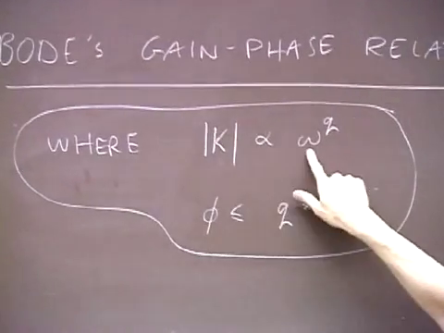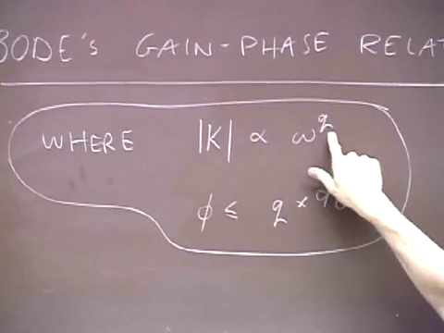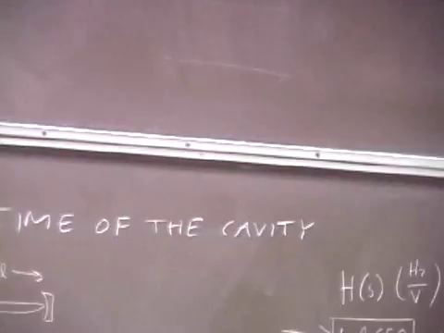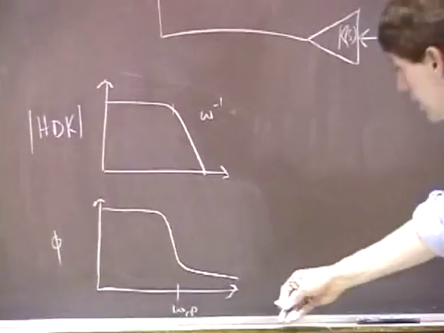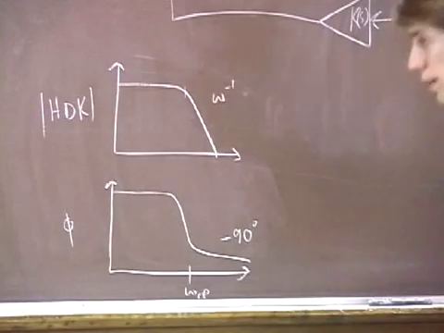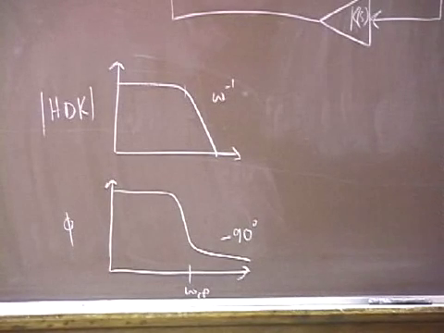any linear system scales as omega to some number, the phase is that number times 90 degrees. Well, here that number is -1. And so the phase limits out at minus 90 degrees. It never gets anywhere near minus 180 degrees.